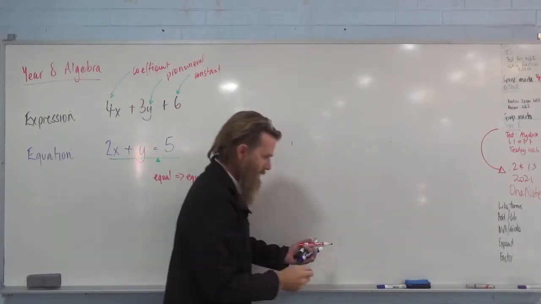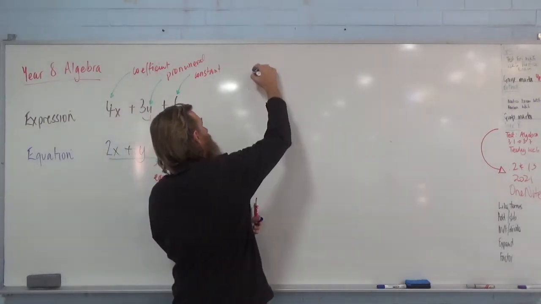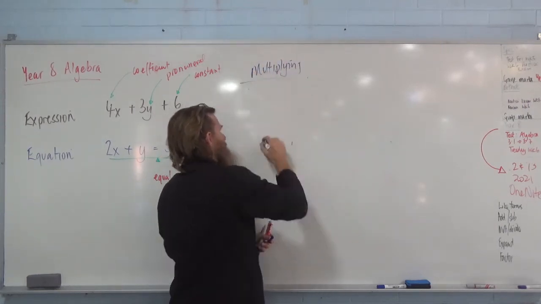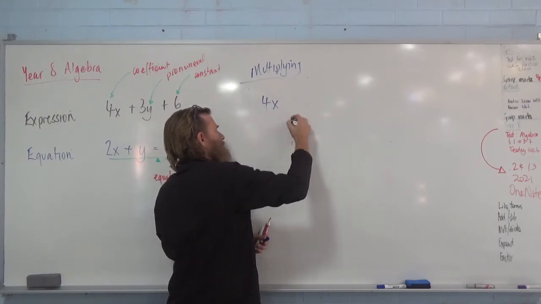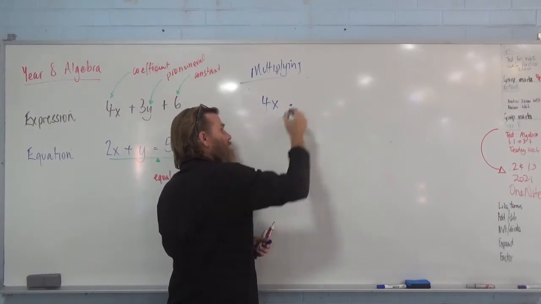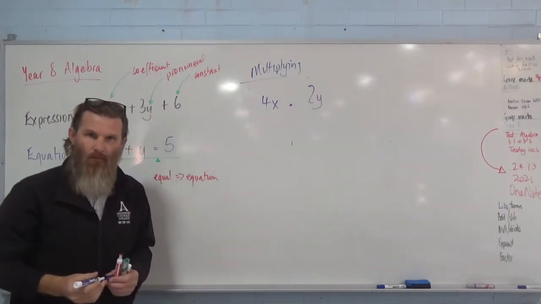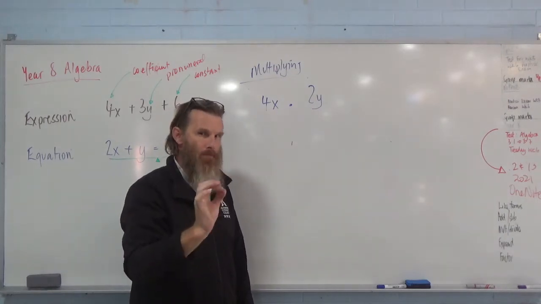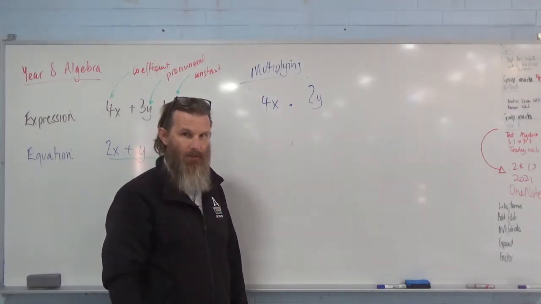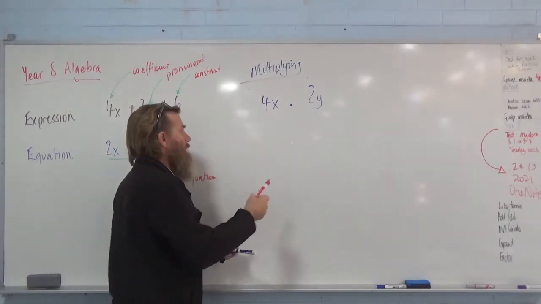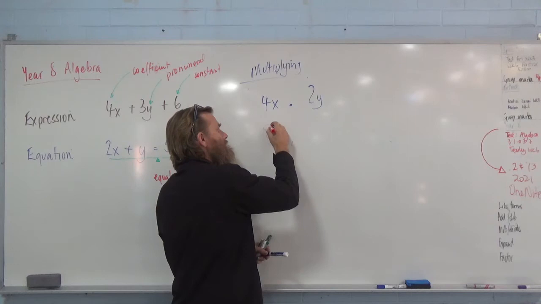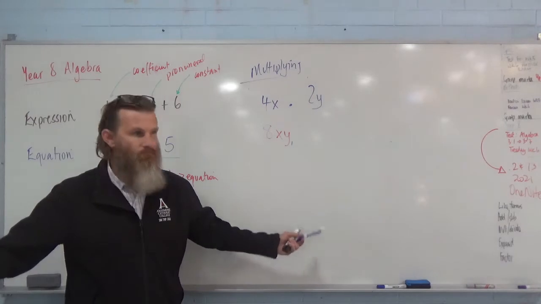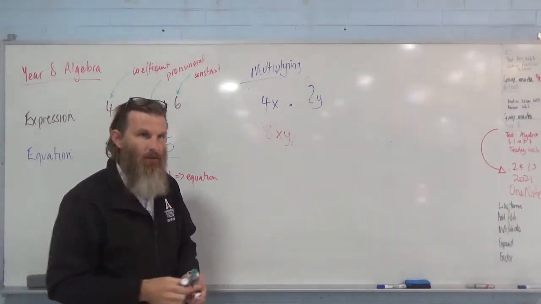Right. Multiplying and dividing. Let's do multiplying first, okay? So this is multiplying. Right. So if we have 4x times 2y. Now, the rule is simple here. Here's the rule. Multiply the numbers, place the letters. That's all you need to know. Multiply the numbers. 4 times 2 is 8. Place the letters, x, y. Done. Multiply the numbers, place the letters. Let's do another example.